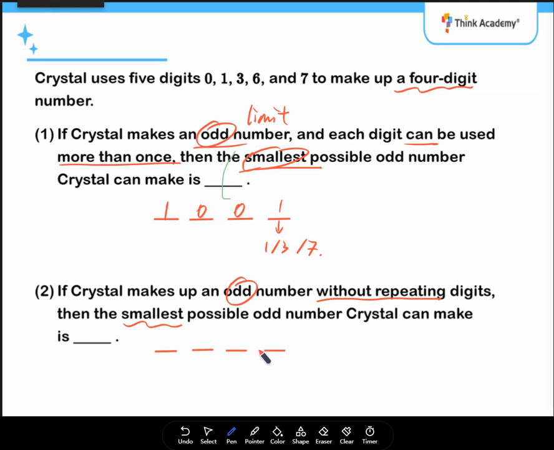Okay, and for the next one, without repeating, right? For the second try, without repeating, and it's still odd, and it's still smallest. I guess the answer that we came up with last time should be the answer to this question, right? So here you got 3 choices, 1, 3, 7, and you use the bigger one to make sure the smaller numbers could be used in the former digits, right? Okay, and then 1 for the thousands, 0 for the hundreds, and 3 for the tens, right?